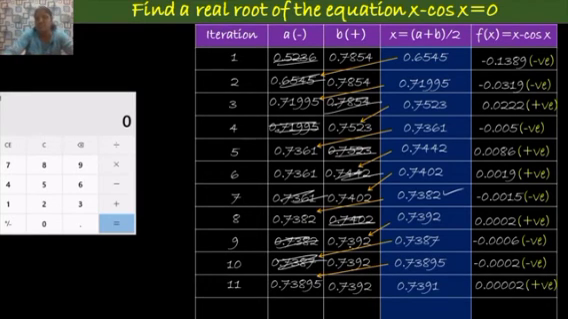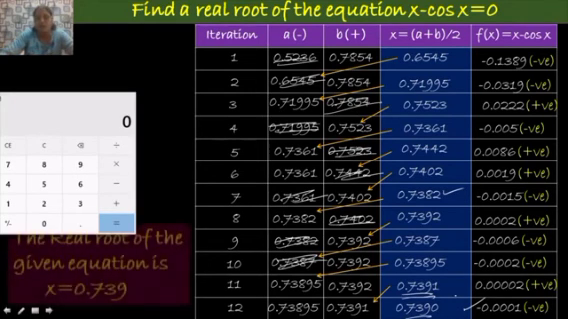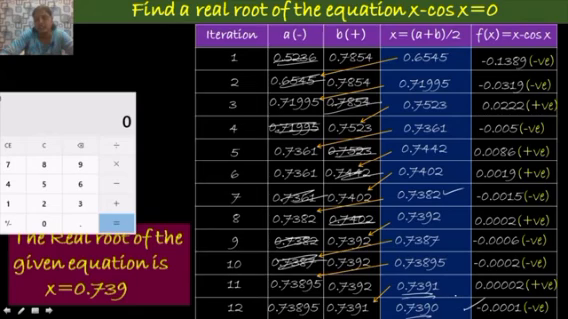At this point the function takes positive value. If it is positive, replace the value of b and add and divide by 2, you get 0.739. At this point the function takes a negative value. So let me stop this process up to this, because I have to get the root with the desired accuracy. That is, up to 3 decimal places only I need the root of the given equation. Therefore, the root of the given equation is 0.739.